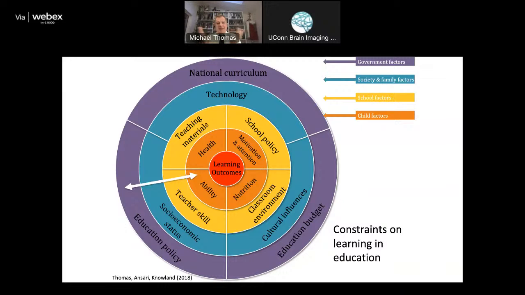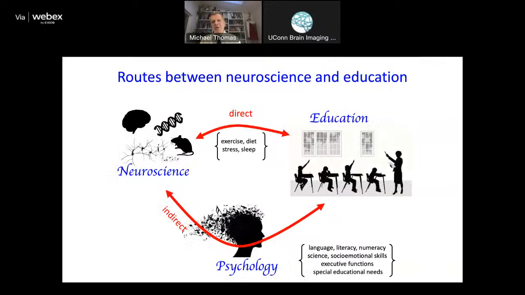So one can't say neuroscience is everything. One just has to understand the context within which it works. And then how is educational neuroscience going to work?